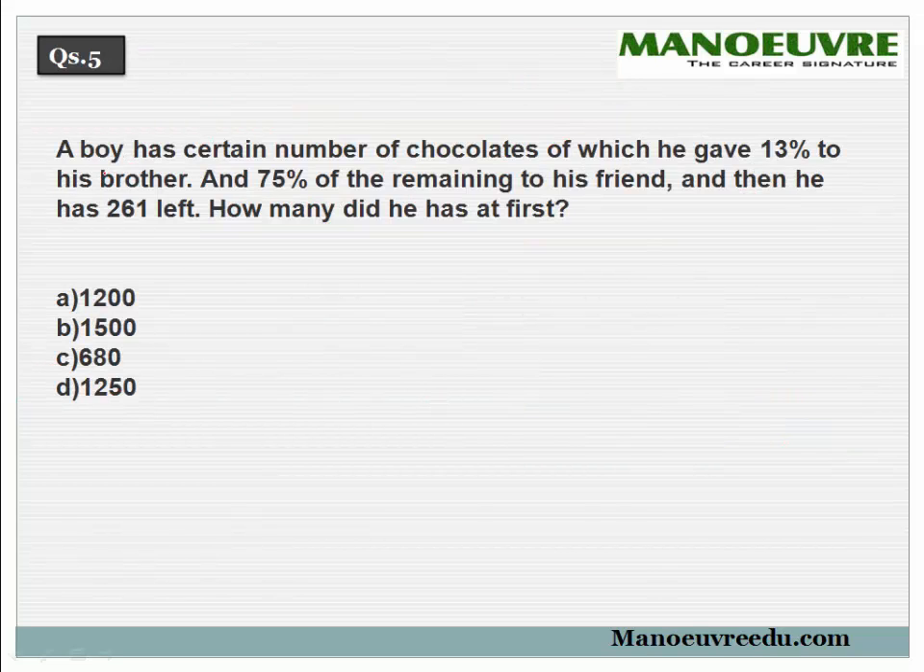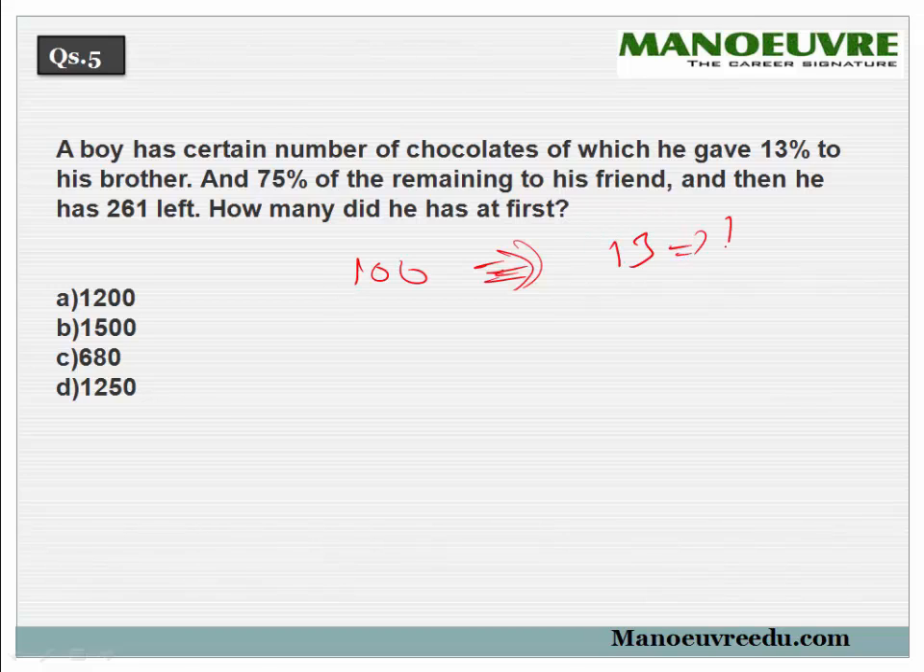Okay, next: a boy has a certain number of chocolates, of which he gave 13% to his brother and 75% of the remaining to his friend, and then he has 261 left. How many did he have at first? So we can assume, if it is percentage, think about 100. He was having 100 chocolates with him, and he gave 13% to his brother. So 13 to his brother.